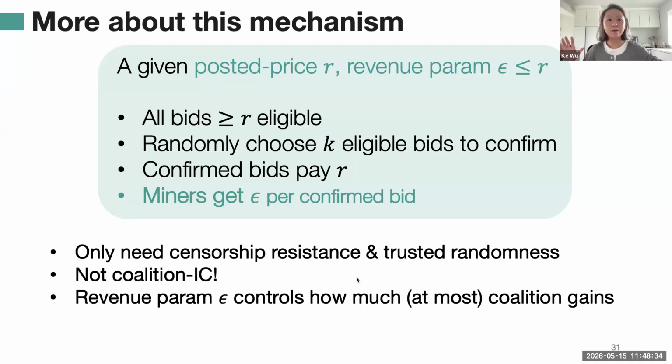And next, this mechanism is actually not coalition incentive compatible. I may not have time to explain the actual attack, but this revenue parameter epsilon, why do we introduce this extra parameter? It actually controls how much the coalition gains. In fact, if we treat epsilon to be zero, this goes even closer to EIP 1559. If we treat epsilon to be zero, then this mechanism is incentive compatible if the miner colludes with only one user, if there is only one user in the coalition. But when there are more users in the coalition, they might still gain profit by negotiating an optimal bidding strategy based on the users' different true values within that coalition.